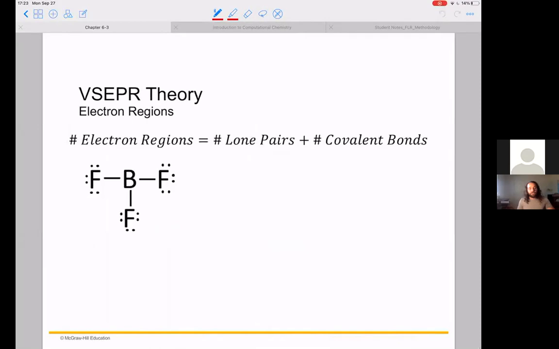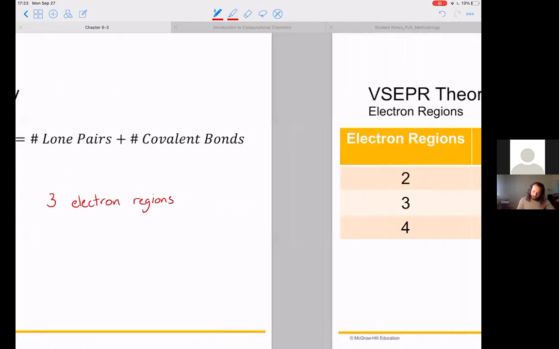Let's calculate the number of electron regions in boron trifluoride. Everybody take a second and see if you can do that. Which atom am I paying attention to? Only this central atom here. I'm not looking at the fluorines. Only the central atom dictates the geometry of the molecule. So this has 1, 2, 3, so 3 electron regions. Remember, boron is one of those exceptions where it only needs 6 electrons in its valence shell, so it's perfectly happy despite only having 6. This molecule has 3 electron regions.